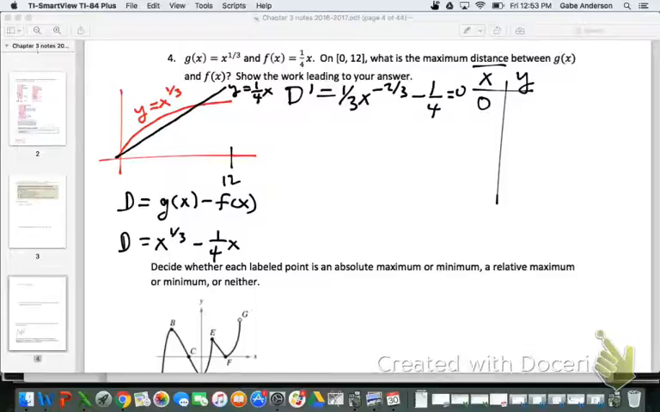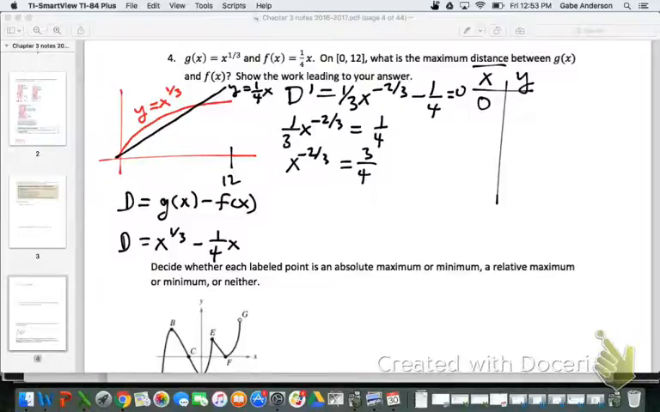Now we've got an equation to solve. What do you guys think? How could we solve this? What would be a good way to do it? Suggestions on a first step. Plus 1/4, that works. So it'd be 1/3 x to the negative 2/3 equals 1/4. What else? Okay, so if you divide by 1/3, it's the same thing as multiplying by 3. So x to the negative 2/3 equals 3/4.